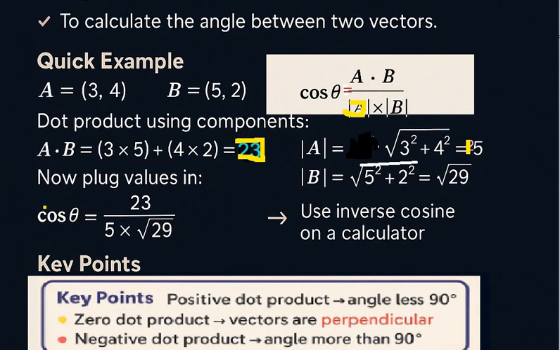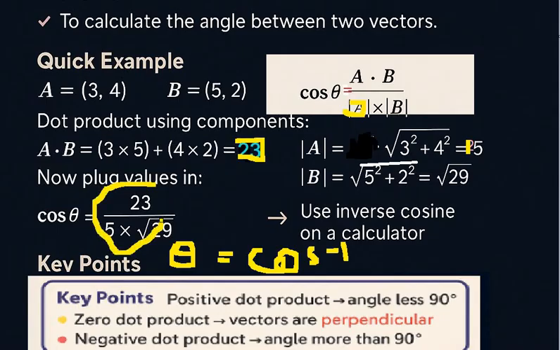Now you can write theta is equal to cos inverse of this value. Go to the calculator and use this value, 23 upon 5 root 29. You will get the angle in degrees. We are not interested in that so much.